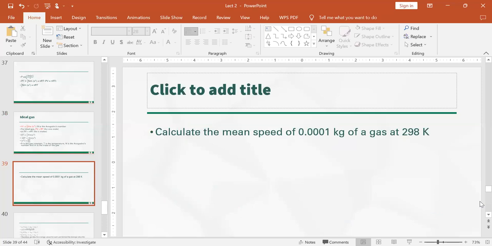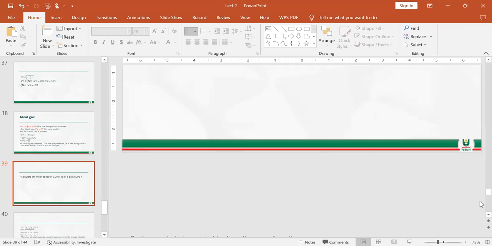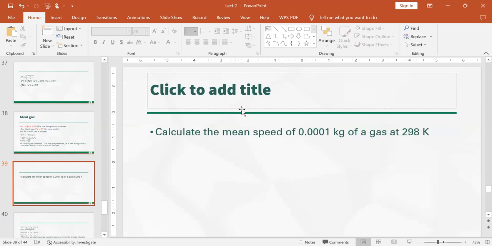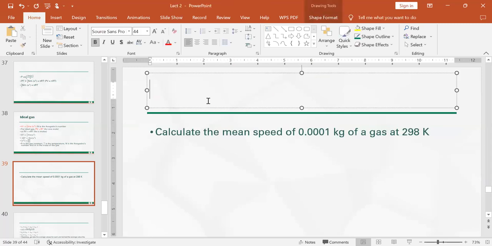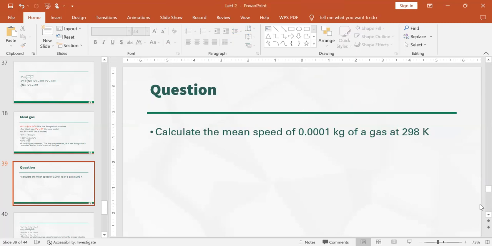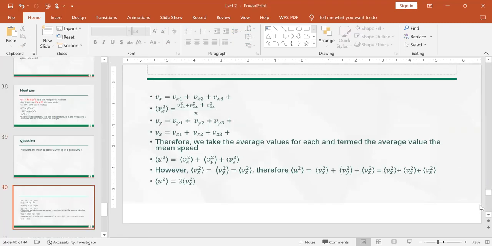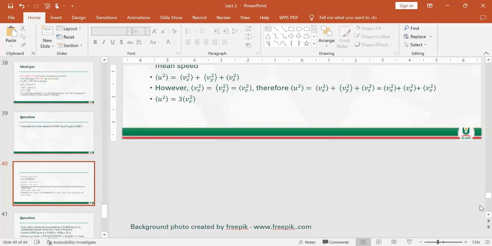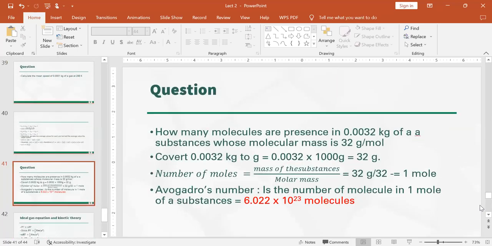Then you can calculate the mean speed of 0.001 kilogram of a gas at 298 Kelvin. That's a question. All you need to know is the relationship between the mean speed and temperature. So this is still part of the derivation. I'll be happy to interact with anybody that has a challenge.